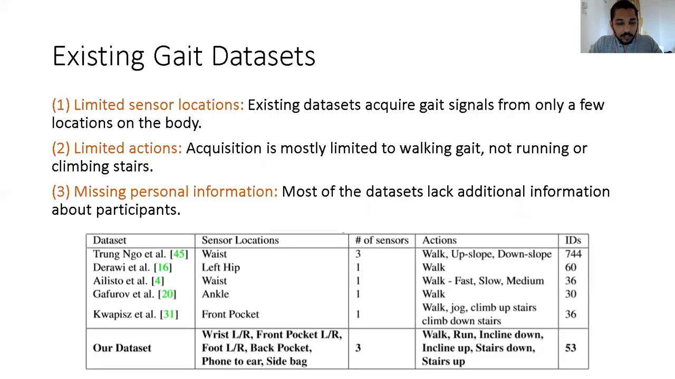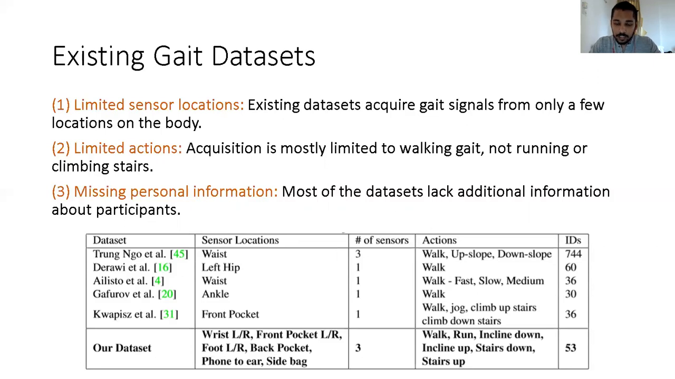To do this, first we need a Gait dataset for on-body Gait data. Looking at the existing datasets, we find three major limitations. First two are the limited amount of sensor locations and actions in the datasets, and also most of the sensor locations are not day-to-day mobile phone or wearable sensor locations. And the third one is most of these datasets do not have additional information about people, such as age, gender, height, weight, and so on. And we need these additional attributes if we are going to predict them using the on-body Gait data.